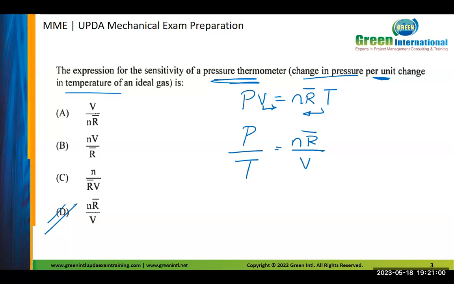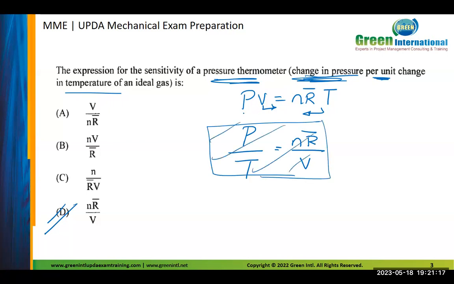He needs a sensitivity expression for the pressure thermometer. Actually, we don't know what that means, but he gives you the definition: change in pressure per unit change in temperature. This is why I already bring it here. You bring it, this is the idea or the general equation.